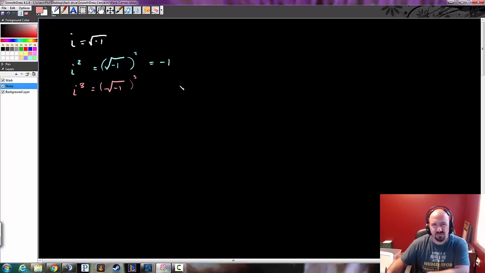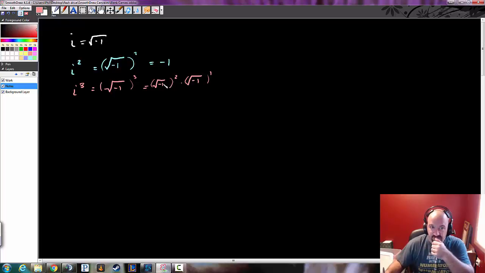That's a little cumbersome. So we kind of split that off and say, all right, well, that's really just the square root of -1 squared times the square root of -1 to the first. That's using those exponent rules. This is the product rule, where if you multiply two things that have the same base, you essentially add their exponents. We're using that to split this up. Well, we already know that the first thing is -1. And then times, anything raised to the first power is just itself, so the square root of -1. The square root of -1 is i again. So this is really just -i.